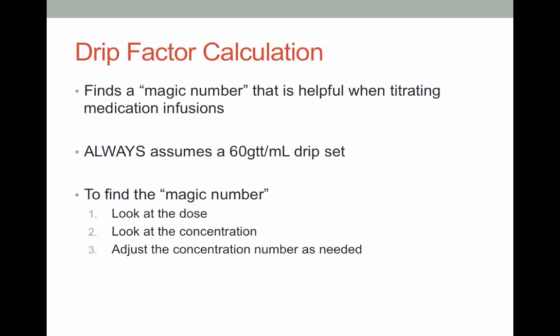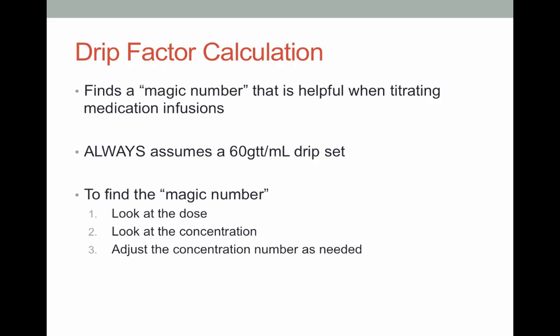Big assumption about this drip factor calculation, what we'll call drip factor: it always assumes that you're using a micro drop set. So you're always using a 60 drop per ml set. If you're not using a 60 drop set, you can't use this. The calculation doesn't work quite the way you'd like. So just make sure for medications we should always be using that 60 drop set, a micro set, and this calculation assumes that.